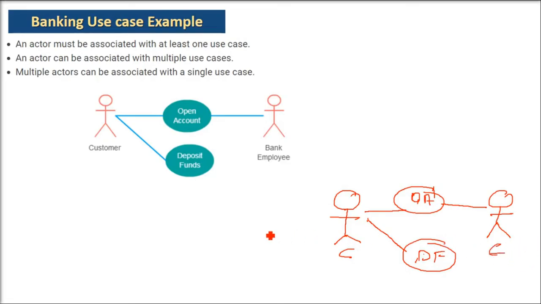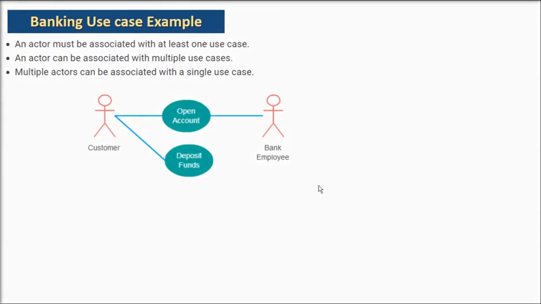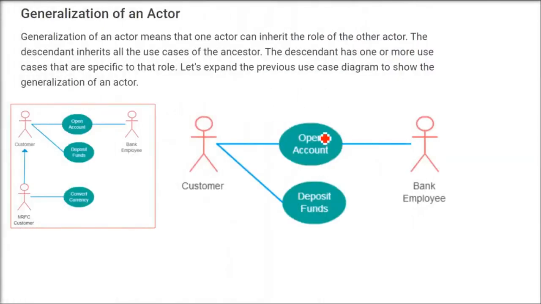Second condition, the actor can be associated with multiple use cases. So the customer is linked with who? It is linked with the open account and deposit funds also. Let us go ahead. Now we'll add the generalization. Customer can be a normal customer.